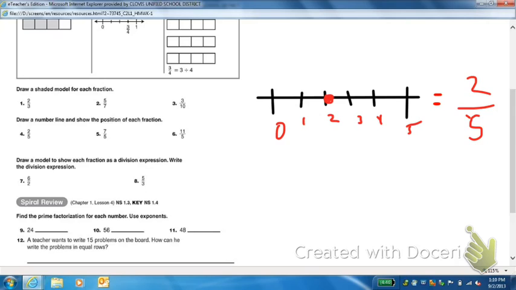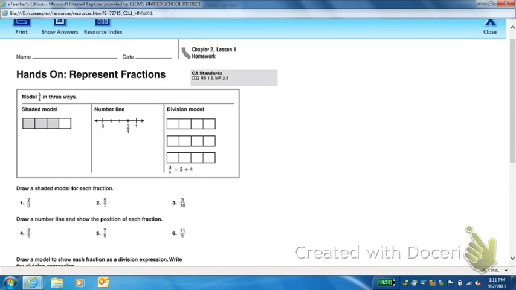Number 7 and 8, it says draw a model to show each fraction as a division expression. Write the division expression. Okay, well, these are improper fractions, so let's go back and talk about what we have to do to change it from an improper fraction to a mixed number. And actually, we're not going to worry about that part, so they don't have to do 7 and 8 because it's not what I want them to know for the test or for the end of the year test at the STARS, so we won't worry about that until we get to lesson 2. So let's go on to lesson 2.